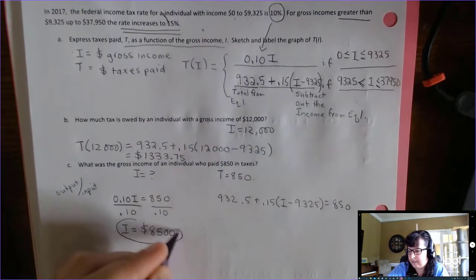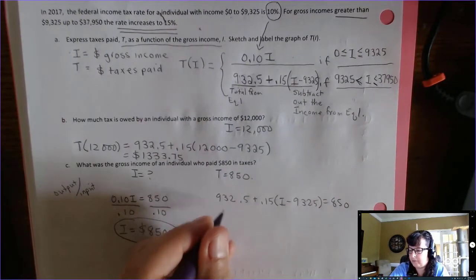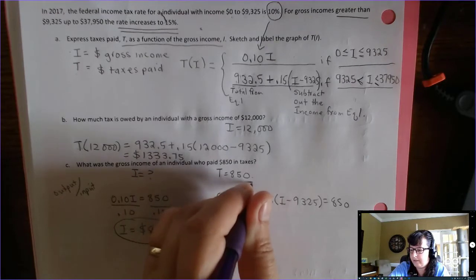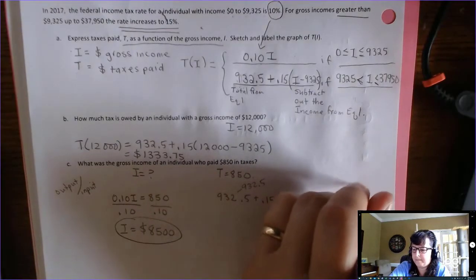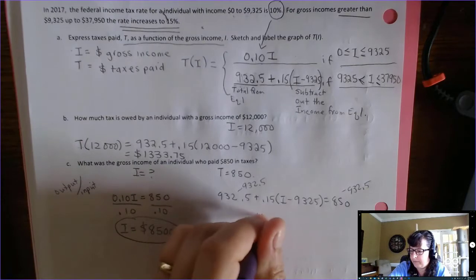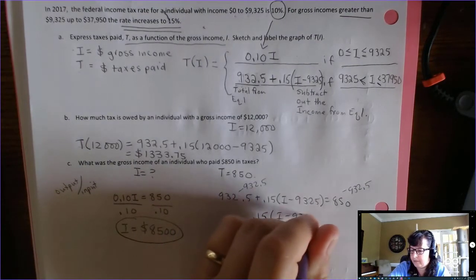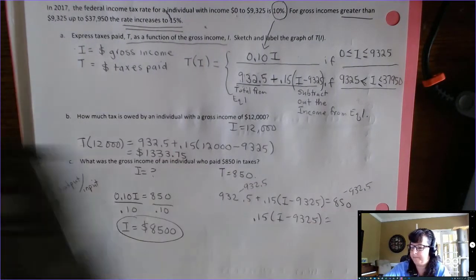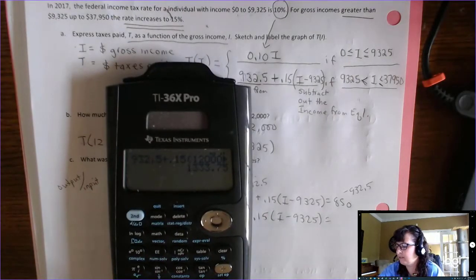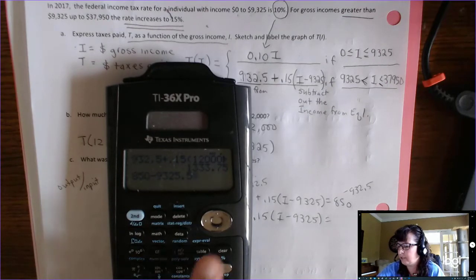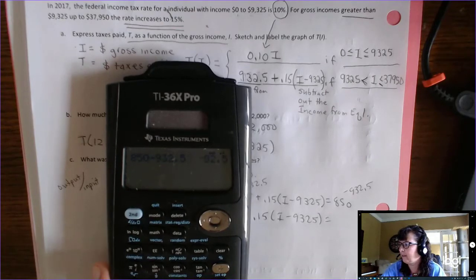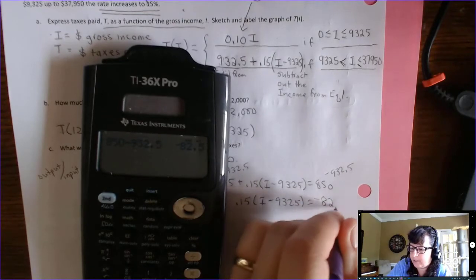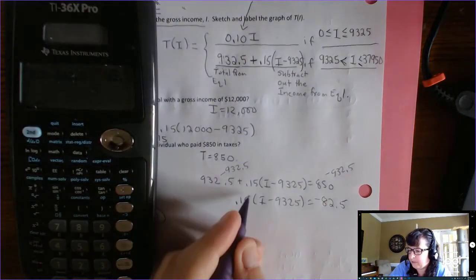So that's one answer. If we do this one, I'm going to subtract 932.5 from both sides and get 0.15 times I minus 93.25 equals, now basically some of you are like, oh, I know this isn't going to work, but this is really good practice solving equations. This is a complicated equation to solve. Let me type it in correctly. Alright, and you get negative 82.5. I just want to show you something. You don't have to distribute here.